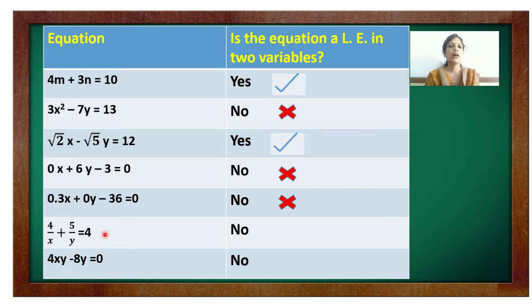Alright? Okay, then the next is 4 upon x plus 5 upon y is equal to 4. Now see, the variables are in the denominator. If I try to take them to the numerator, the power of the variable will be minus 1. So 4x to the power minus 1 plus 5y to the power minus 1 is equal to 4. This will be my equation. And what we have studied is that the power of the variable should be equal to 1. Since in this case it is not 1, therefore it is not a linear equation in two variables.